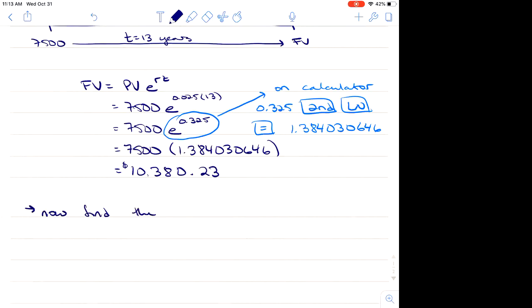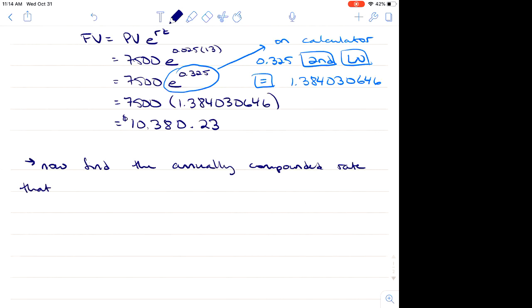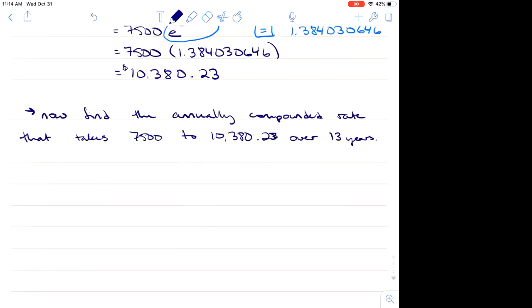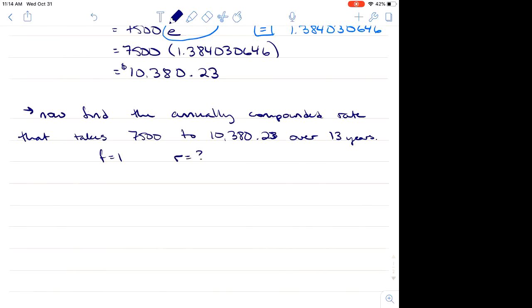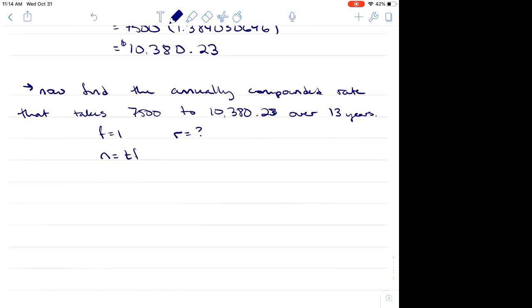Now find the annually compounded rate that takes 7,500 to 10,380.23 over 13 years. So we know we need a frequency of 1 for annual compounds, and we're trying to find out what the rate is. N is time times the frequency, which in this case is going to be 13 years times 1. F, we're forcing it to be 1 now. So we have 13 compounds.